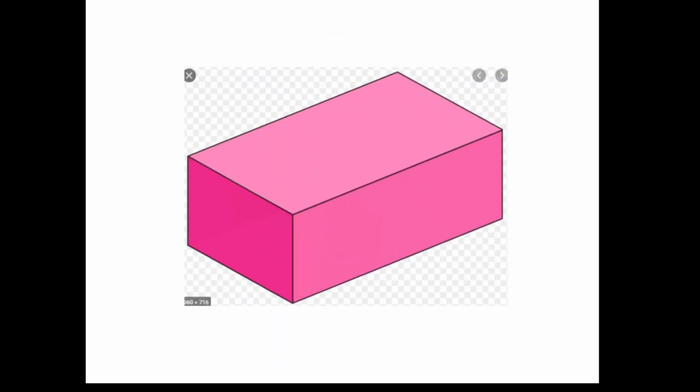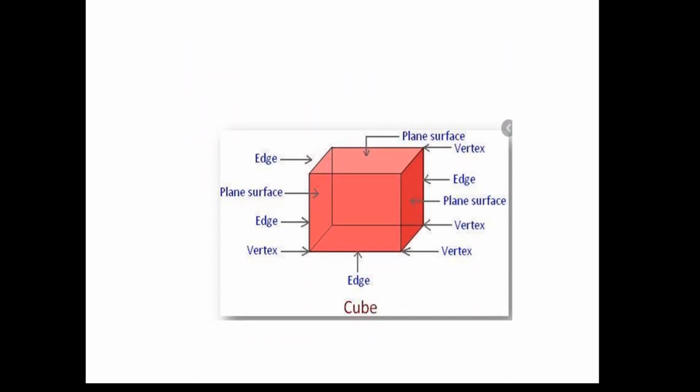Now we look at this. This one we know is a cuboid, right? So how many faces does a cuboid have? Look at this cube, okay, right? So what is this? This plane surface is a face, right? How many such faces are there for this cube? Yes, 6 faces, right? 6 faces.